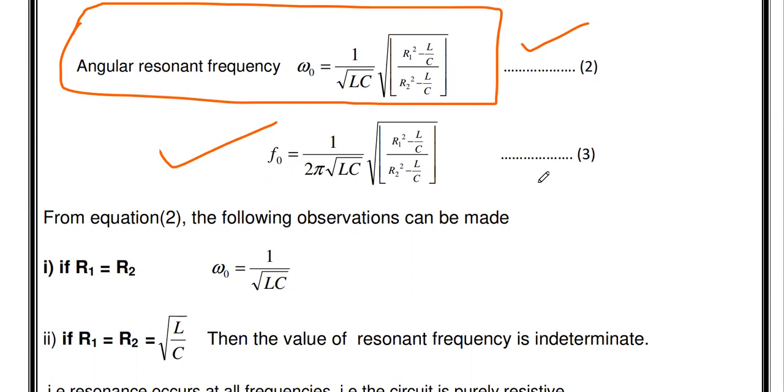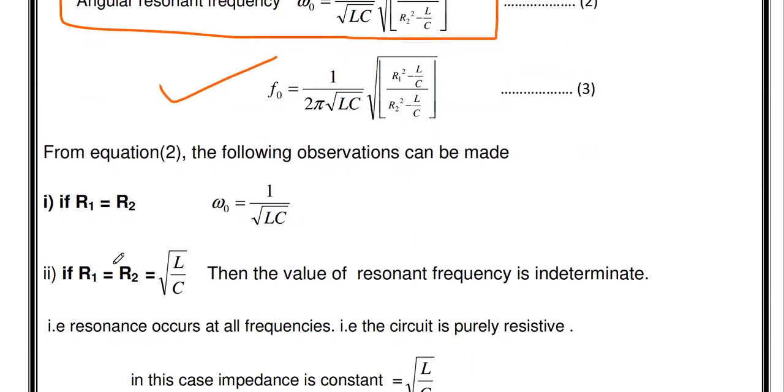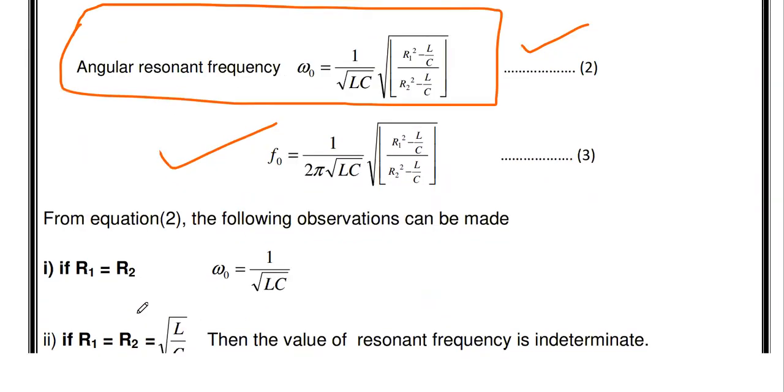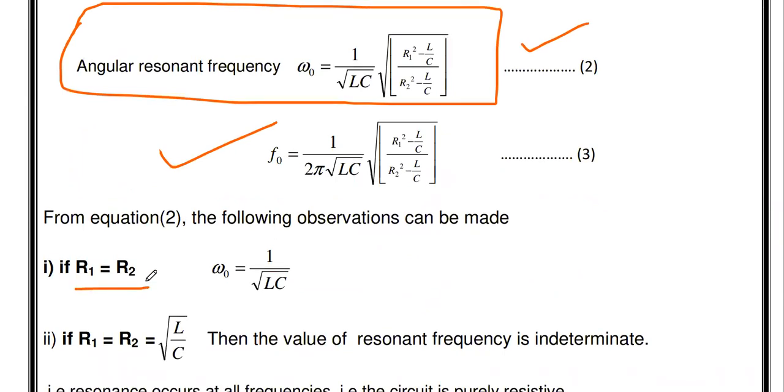From this equation, we can observe something. If the values of R1 and R2 are equal, that is, the series resistance of the inductor and the series resistance of the capacitor are equal, then this inner term becomes 0.